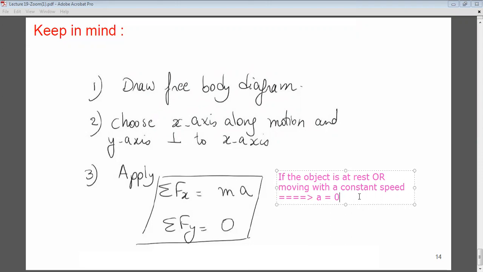Some people like to call this Newton's first law, and the one with ma not equal to 0 is Newton's second law, but to me they look the same. It's just that one has a 0 and one doesn't. So we don't have to call it Newton's first law. You can just use Newton's second law and put a equal to 0.